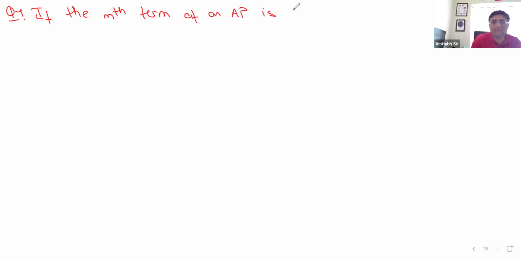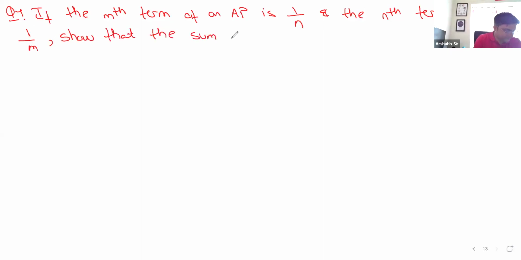Next question we have is: if the mth term of an AP is 1 by n and the nth term is 1 by m, show that the sum of mn terms is half times (mn plus 1).